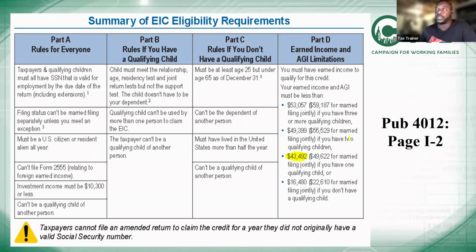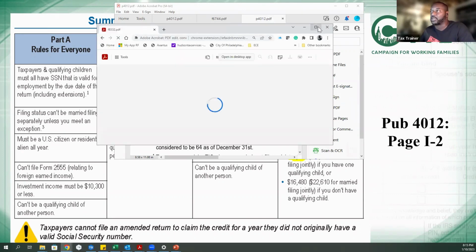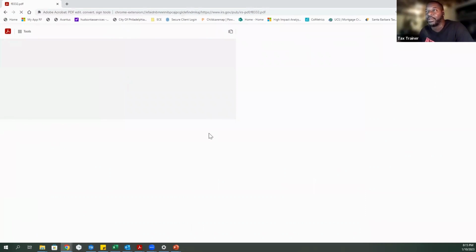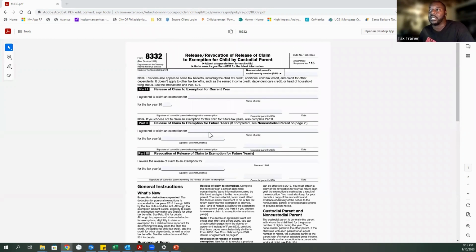Is this the 8332? I don't have it right in hand, but with the 8332, when you fill it out, you can actually say, on odd years or something, I'm going to be the one claiming this child. Let's see if this is the form. Yep. So I'm releasing the exemption, and I'm saying I'm going to do it for the tax years ending in odd years. So I can do odd years or something. But basically, I'm the primary.